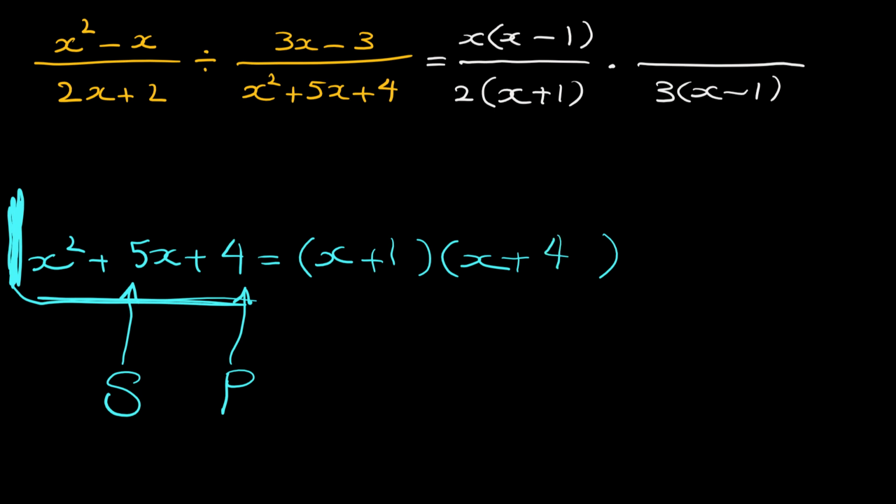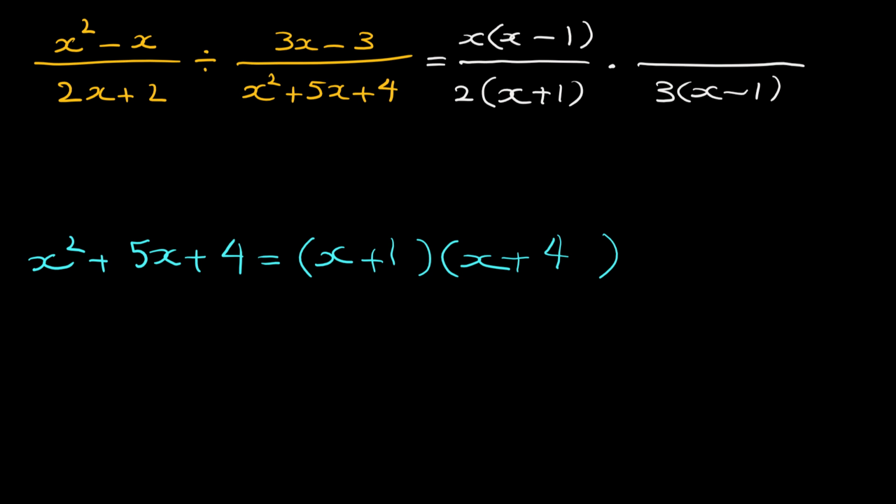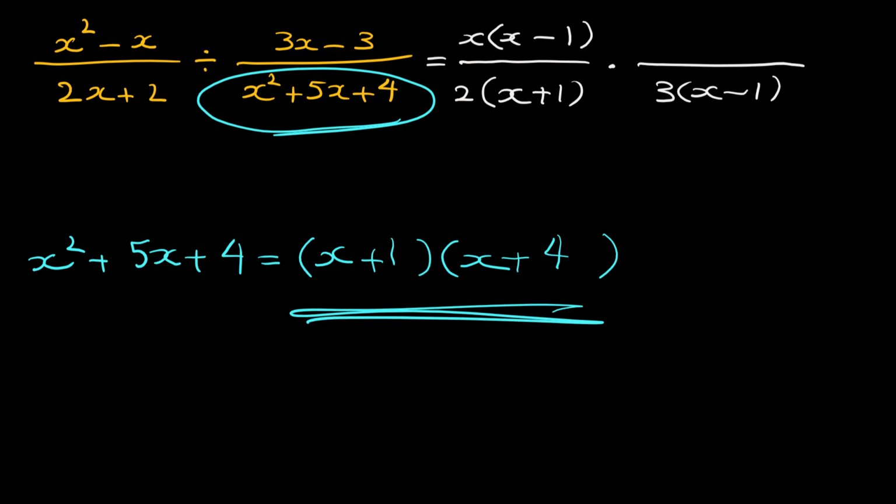1 times 4 is 4. 1 plus 4 is 5. This is the way we factor these polynomials, these types of trinomials basically. So the factored form of the denominator, the factored form of this expression, is this, which we have to write in the numerator.